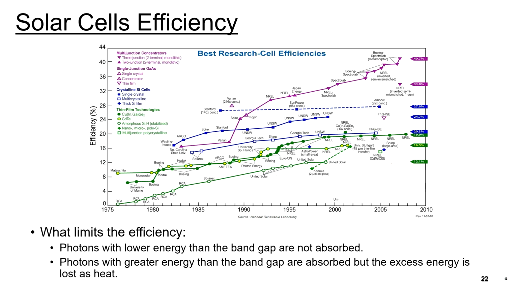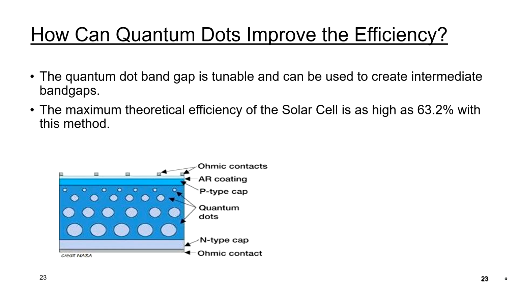But what limits the efficiency is that photons with lower energy than the band gap are not absorbed, and photons with greater energy than the band gap are absorbed, but the excess energy is lost as heat. So now they are trying to find out how this heat created during the process can be converted to electricity, and that is where the new generations will come into the picture. But you can see how universities have contributed there. Some of the names of the universities are here, and they are doing phenomenal work, and this is very helpful to understand how these quantum dots are changing solar energy efficiency.